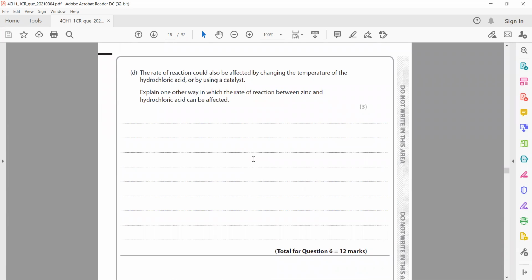The rate of reaction could also be affected by changing temperature. Explain one other way the rate of reaction between zinc and hydrochloric acid can be affected. It can be affected by surface area. If we use a small particle size, they will have a large surface area. It will increase the number of collisions per second, which increases the rate of the reaction.